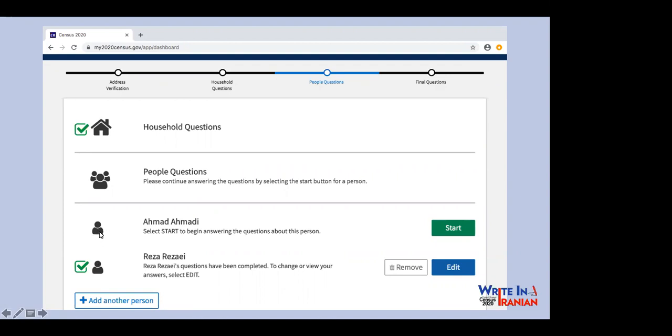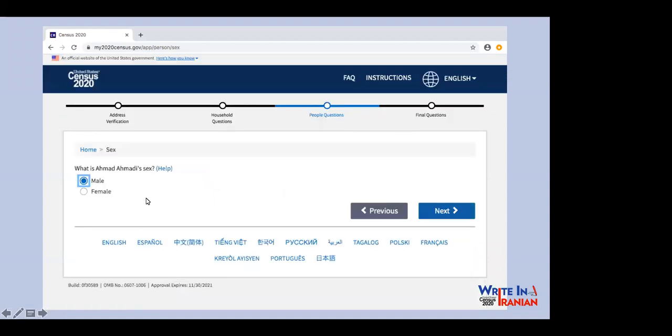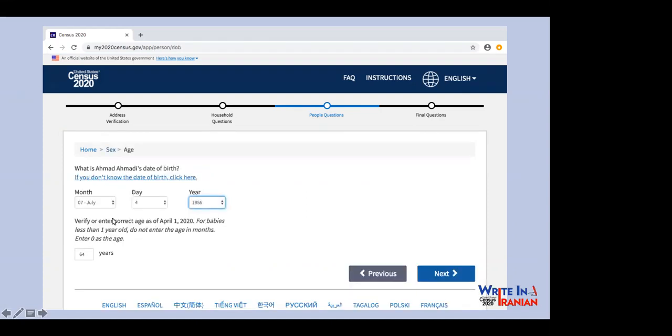And if you have 4, 5, 6 members in your household, everyone will have their own separate questionnaire, and they will have to hit start, and off they go. Here, for example, Ahmed Ahmadi will hit start, and will be asked the same questions. What is the sex of this person, and so on and so forth, the birth date. And again, the reason why they're asking these questions is exactly what we discussed for Reza Rezai's purposes.